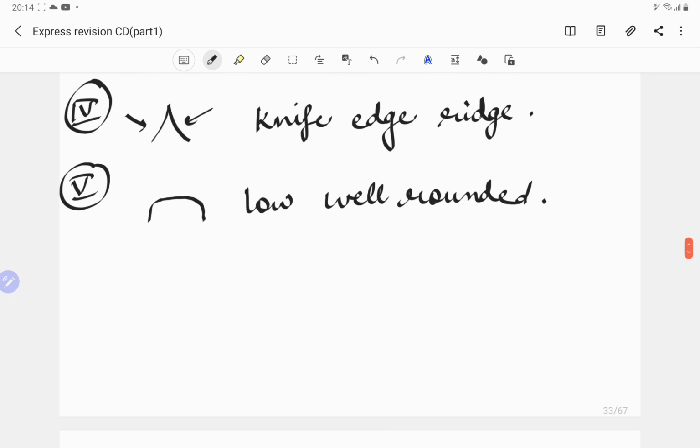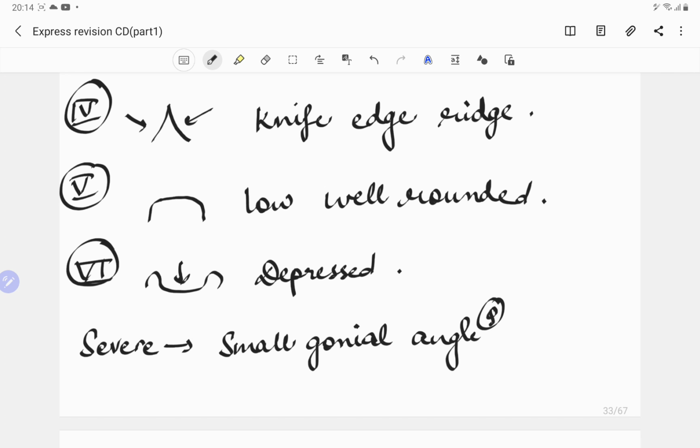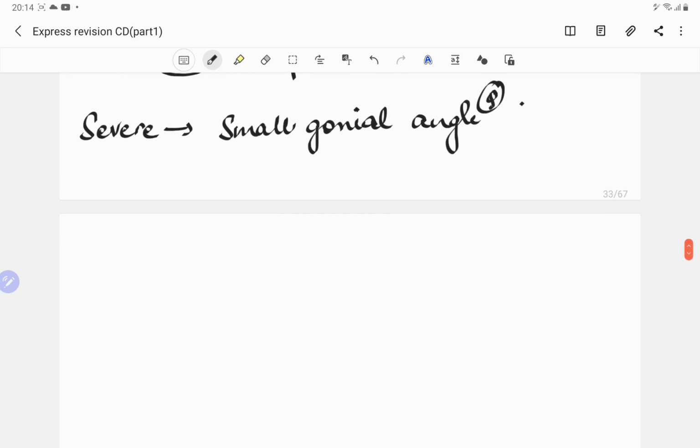Then class 6 is when there is going to be depression in the ridge. So when the ridge is depressed, this is the depressed ridge. In case of severe residual ridge resorption, what happens? There is going to be a small gonial angle, right? So what happens after the extraction? There is going to be resorption of the bone.